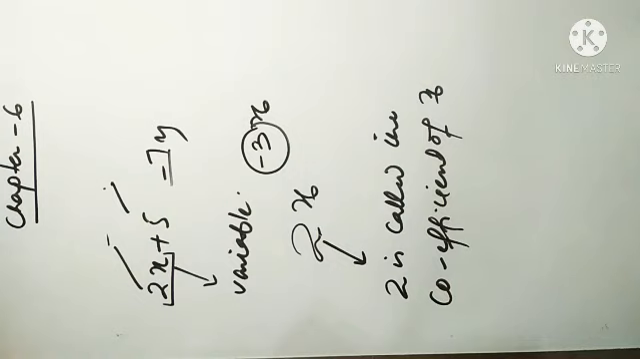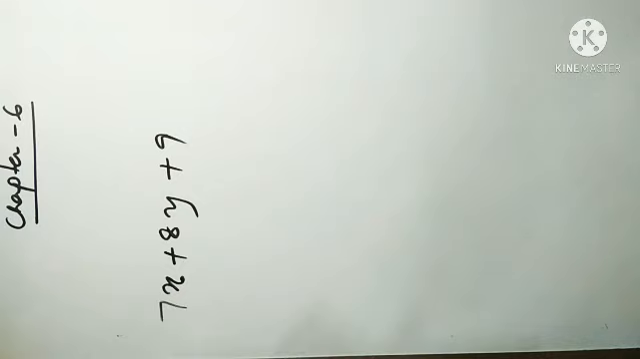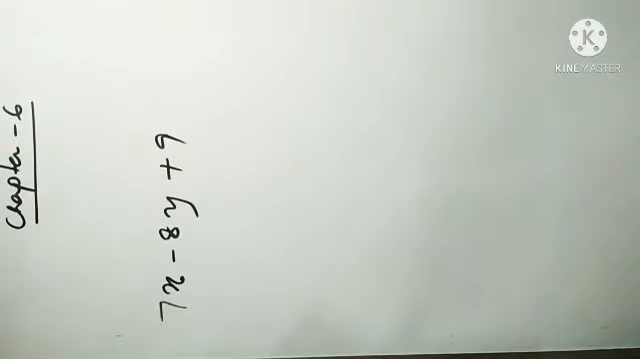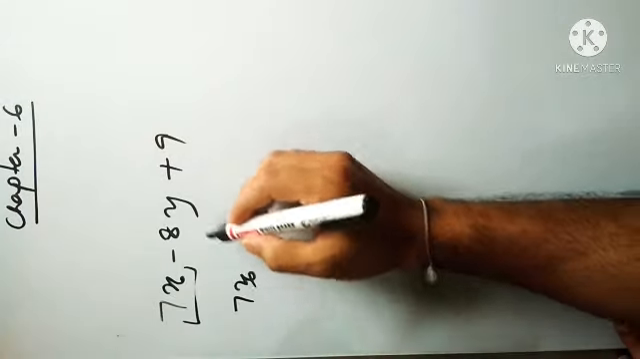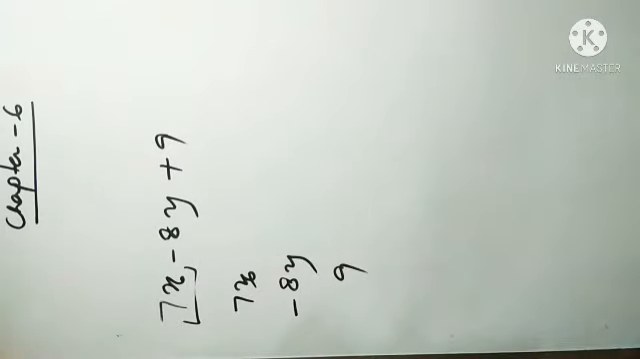Now let me tell you about the terms. Let me write one algebraic expression: 7x plus 8y plus 9. Terms are always separated by either plus or minus. So when we see this algebraic expression, we find 3 terms. The terms are 7x, the next term is 8y, and the last term is 9.